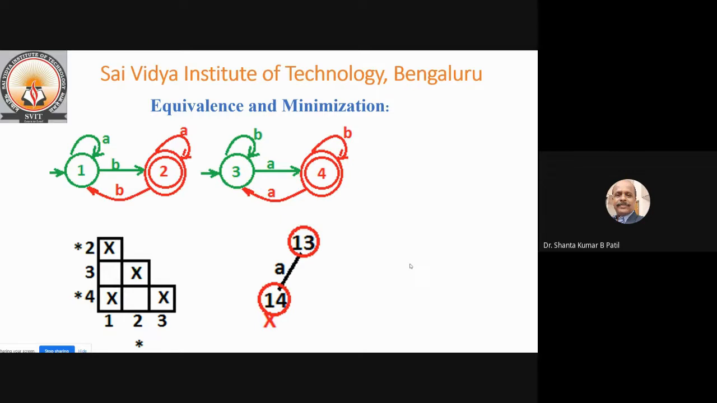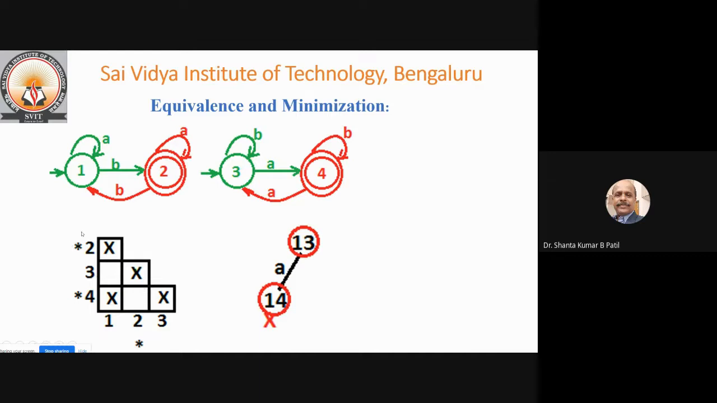Today, we are going to learn the equivalency and minimization concept. In equivalency, two finite automata are given. We need to find out whether the two finite automata are equal or not. In order to find whether the two finite automata are equal or not, we require the difference table.